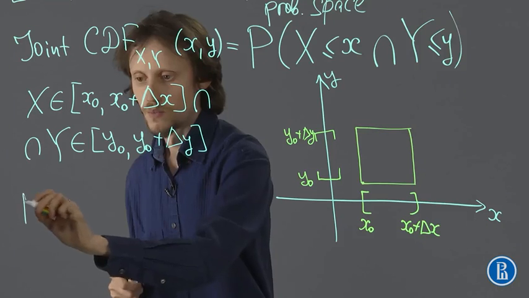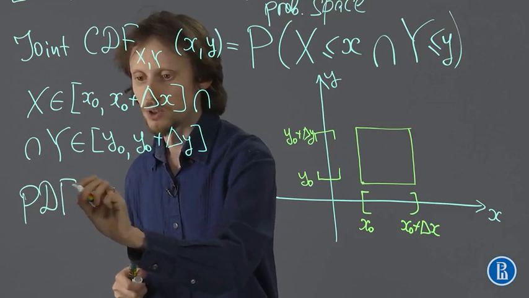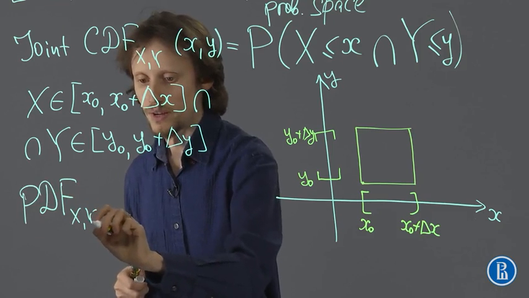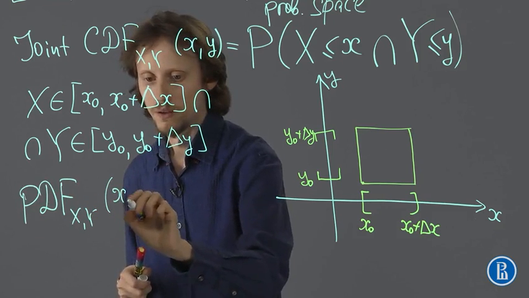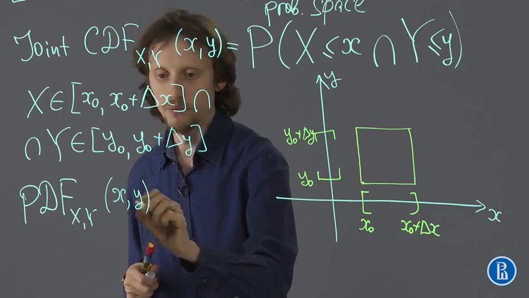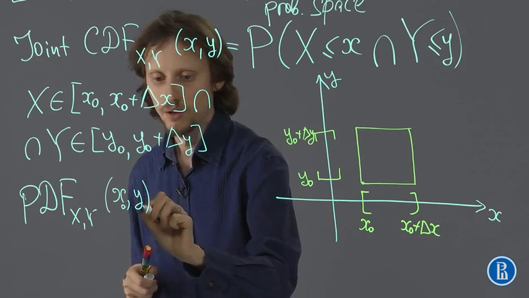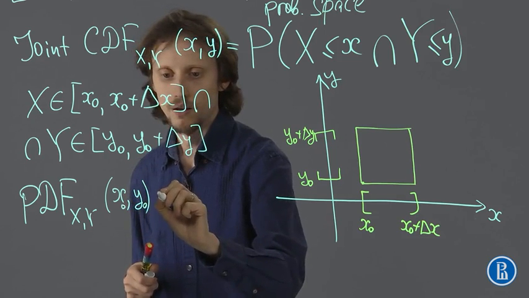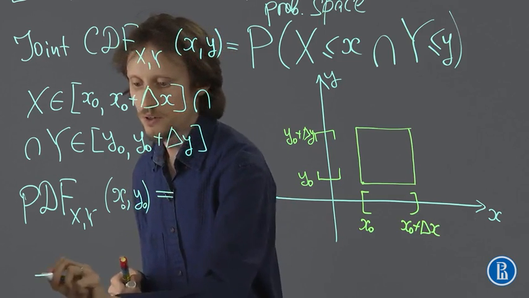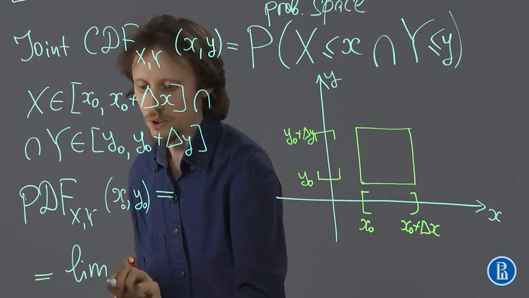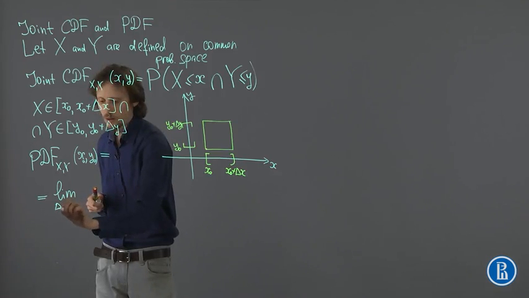Now, the probability density function of x and y is a function of two variables, x small and y small. Let me draw a note here, which is defined as a limit as delta x tends to 0 and delta y tends to 0.